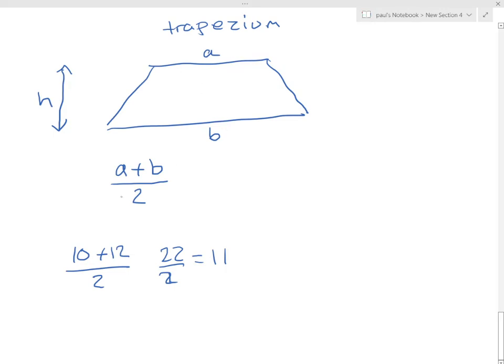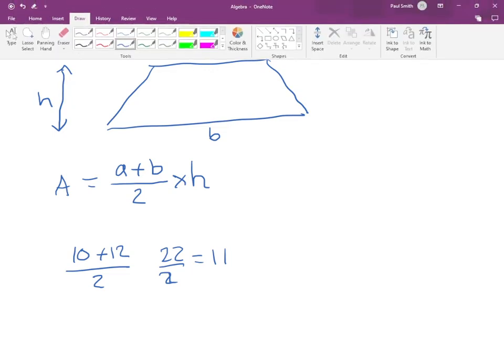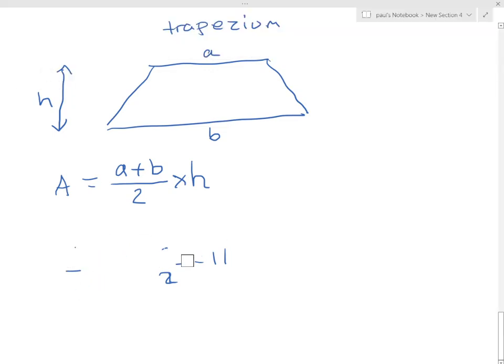So that's what we're doing there, but we don't know what the lengths are with A and B, times the height. So that's the formula for the area of a trapezium. So let's put some letters in there, I suppose.